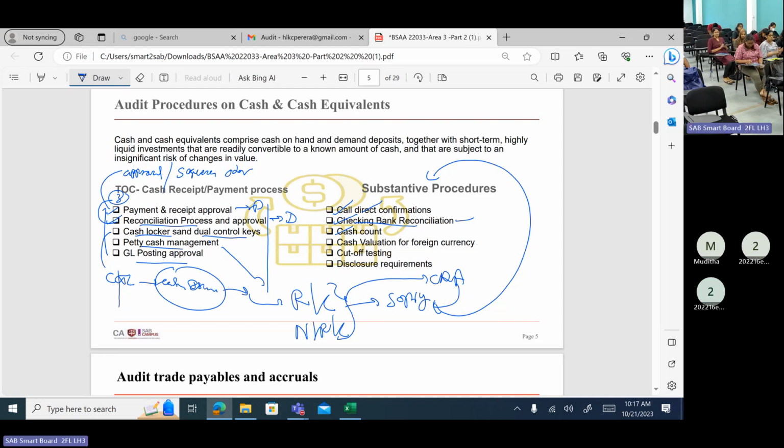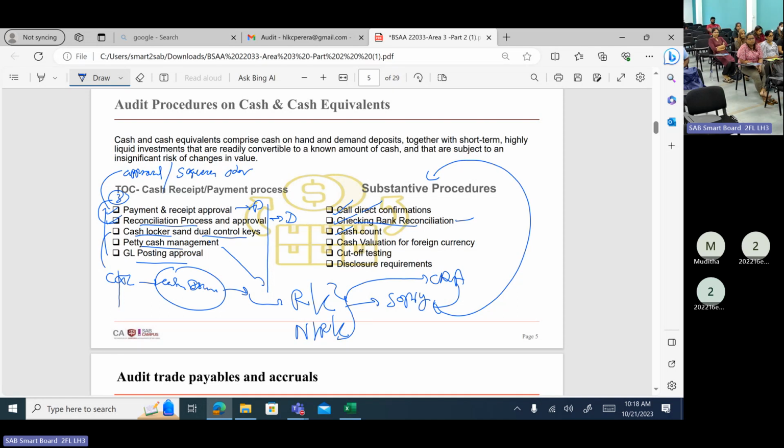So this is how we are doing a cash working, right? So for this working, we should add the cutoff testing. I checked that, and here we don't have a cutoff testing procedure. So you should add that to this working, and then only can we have a complete working paper. Another thing is cash valuation and foreign currency. If you have foreign currency as at the reporting date, you have to perform cash valuation testing.